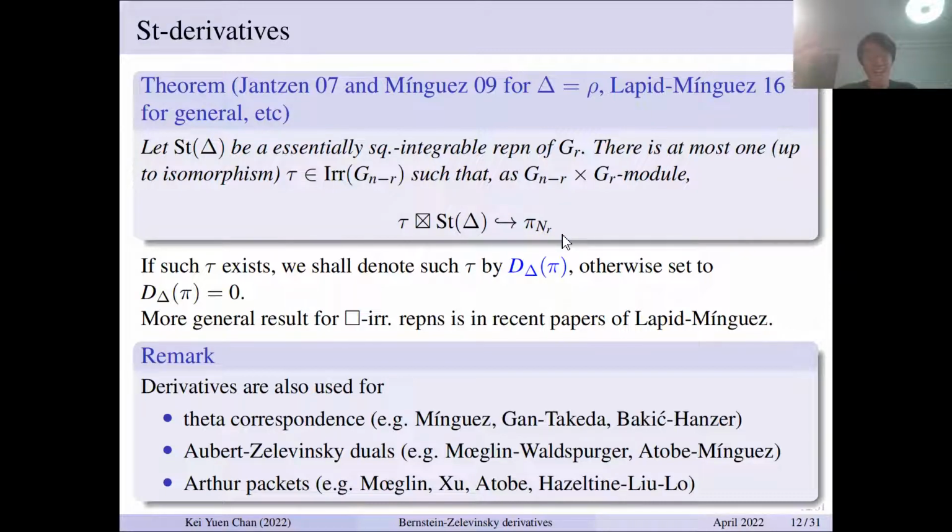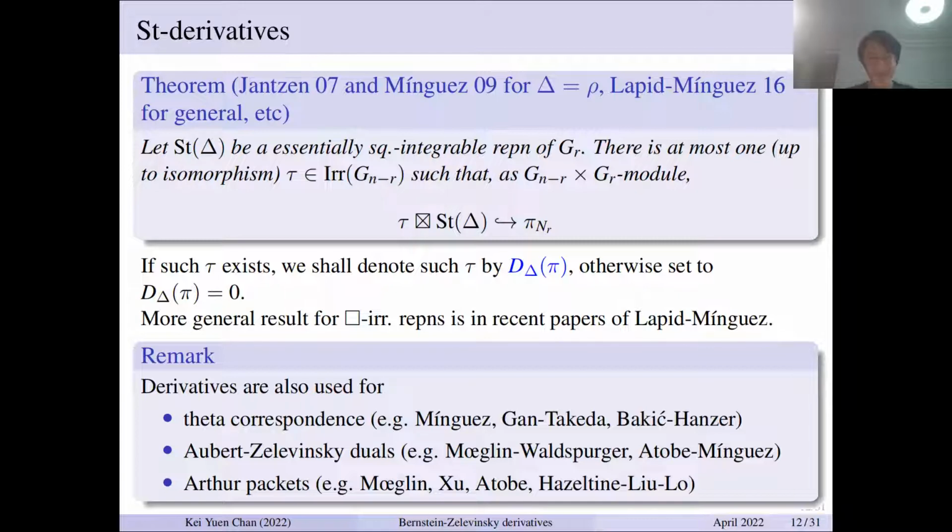Here pi_{N_r} is the Jacquet module. You pick a suitable unipotent radical and then take the Jacquet module. Then that gives you the pi_{N_r}, and there is at most one tau there. This result for delta equal to rho is due to Jantzen and Mínguez independently, and the more general result is due to Mínguez. Okay, so then if such a tau exists, we will just denote it by D_delta(pi) also. And we say it is zero if it does not exist. Okay, just some terminology also.